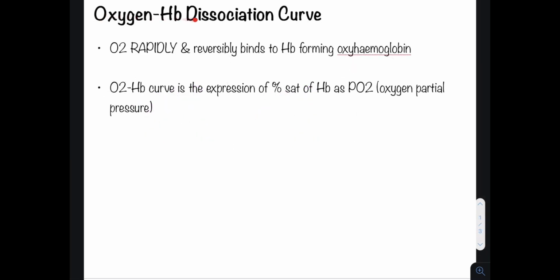So let us discuss the oxygen hemoglobin dissociation curve. We've previously touched on the affinity of oxygen when we discussed the differences between fetal and adult hemoglobin, but let's look at this a bit more closely. Now we will also discuss this in detail in the respiratory medicine series. So oxygen rapidly and reversibly binds to hemoglobin, forming oxyhemoglobin. The oxygen hemoglobin dissociation curve shows us how much oxygen can bind to the hemoglobin at a given partial pressure of oxygen. So in other words, it describes the affinity, the degree of binding, of oxygen to hemoglobin at any given partial pressure of oxygen.